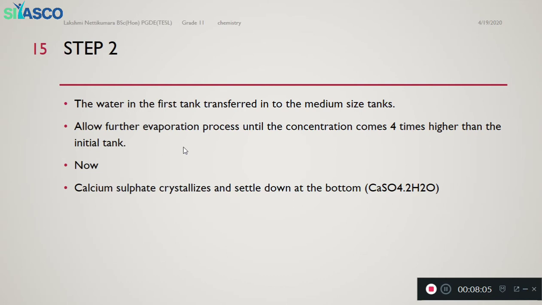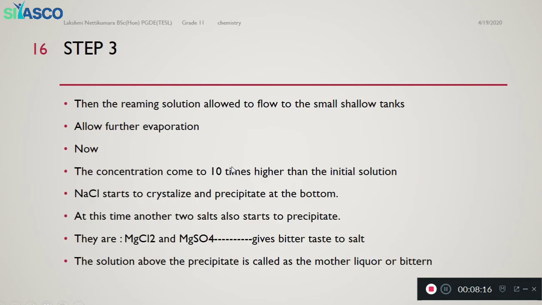Again, we can observe a kind of precipitate or crystallization. That is also not sodium chloride, it is calcium sulfate. Now what we should do, the remaining solution is allowed to flow to the small shallow tanks. Again we allow further evaporation until 10 times higher than the initial concentration. So at that time sodium chloride starts to crystallize.